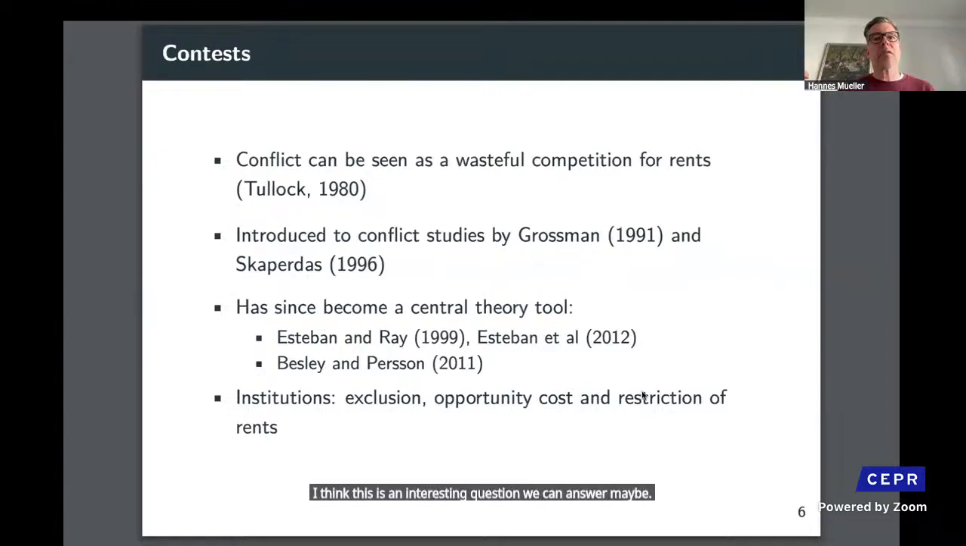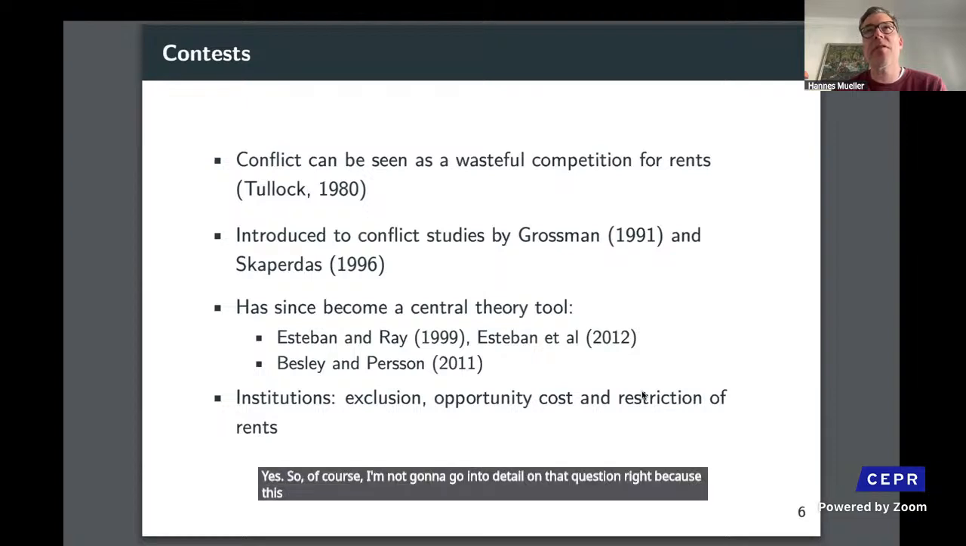Maybe. Yes. So of course, I'm not going to go into detail on that question, right? Because this is about institutions as a way of dealing with conflict and not about the origins of conflict.